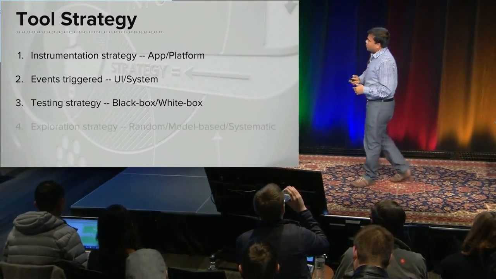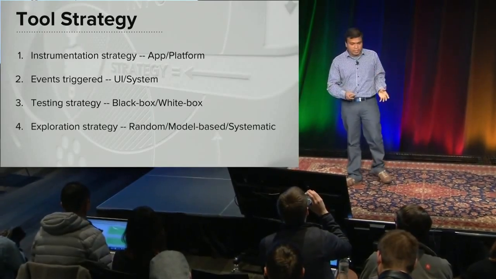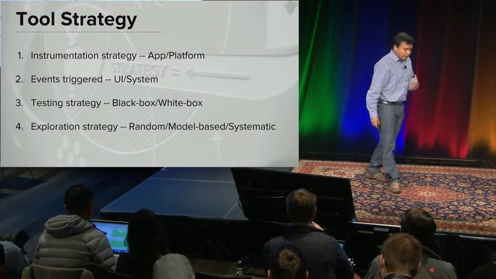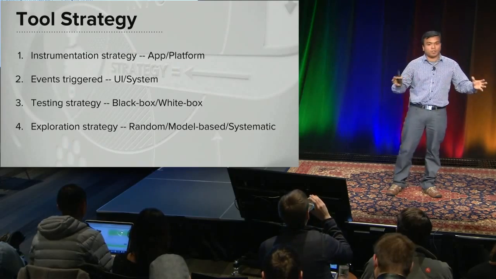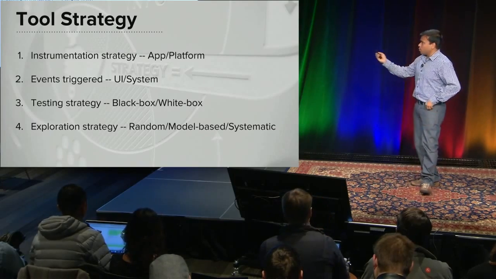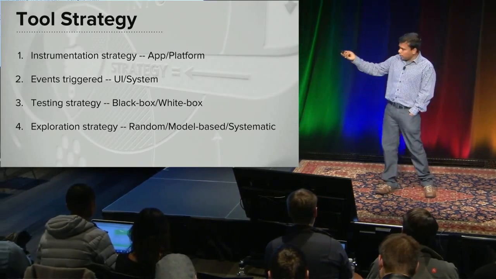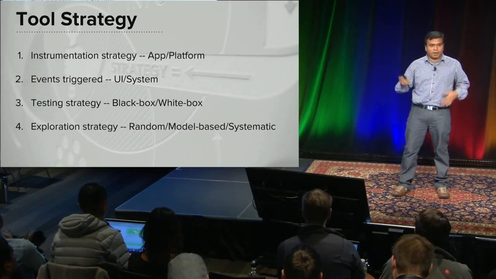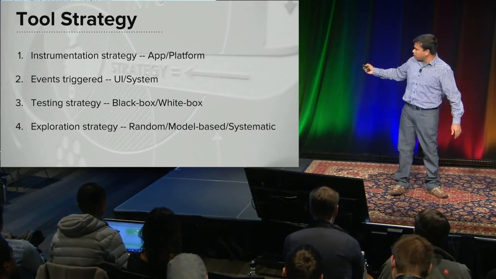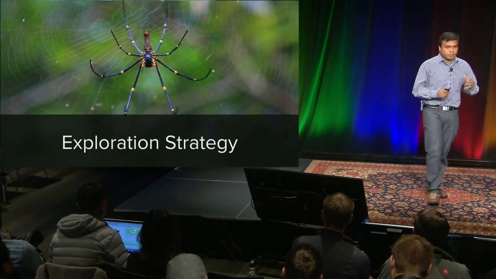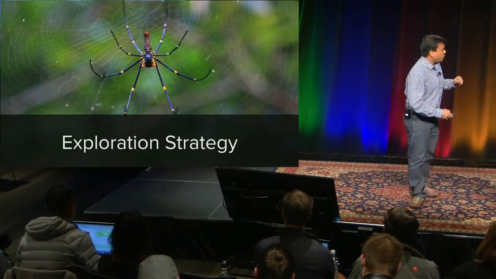And the fourth, and the most important strategy, is the exploration strategy, right? This decides how the tool is going to explore the state space of the application. I'm going to cover this in more detail, but there are 3 such strategies: random, model-based, and systematic. So let's dive into this a little bit and look at the different exploration strategies that these tools have.